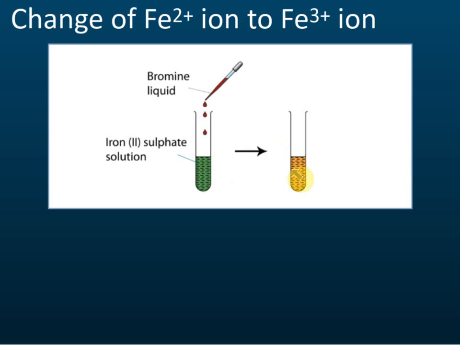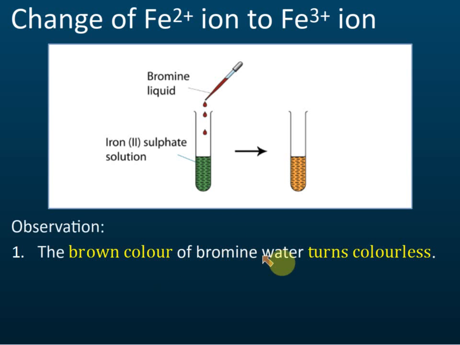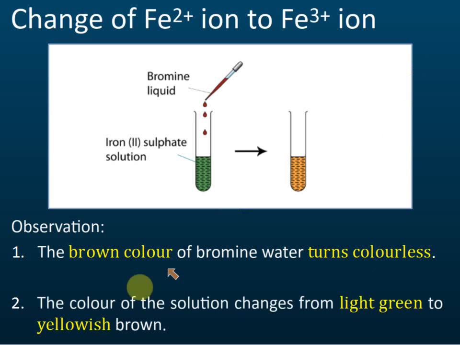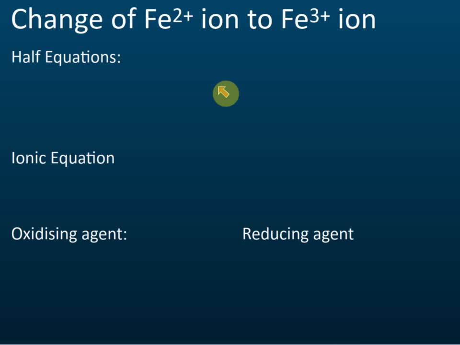and the green color of the solution turns brown. Those are the observations. So the brown color of bromine water turns colorless, and the color of the solution changes from light green to yellowish brown. From the observations, we can predict that the Fe2 ion changed to Fe3 ions, because the color changed from green to brown. Fe2 is green in color and Fe3 is brown in color.